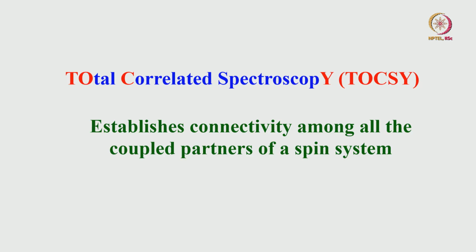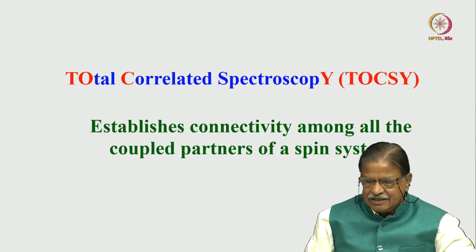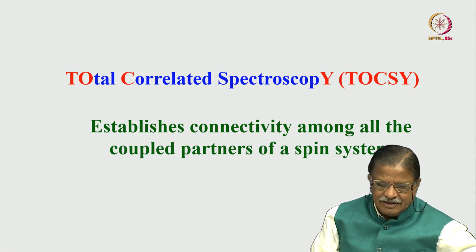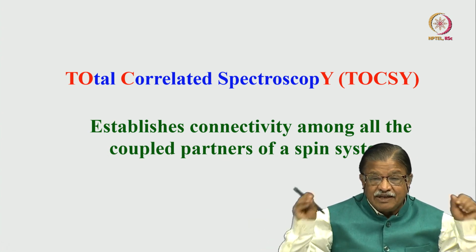We'll go further today with another topic called total correlation spectroscopy, called TOCSY. In simple terms, TOCSY establishes connectivity among all the coupled partners of a given spin system. This is a very simple statement. In the COSY also we did the same thing. Remember I told you, COSY establishes the correlation among the immediately coupled partners. In a given molecule, one is coupled to the next one, and it goes like that. Systematically you have to go in a ladder manner. Whereas in the TOCSY, it establishes connectivity among all the coupled partners of a given spin system.